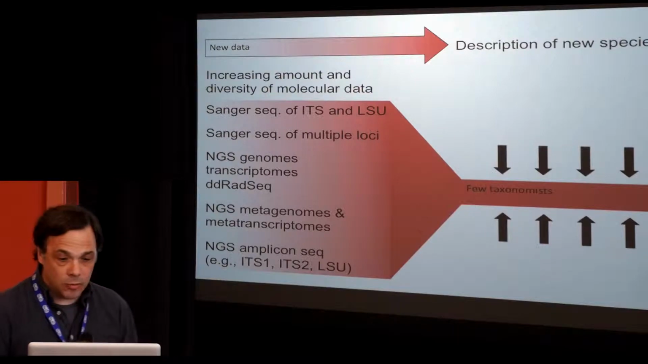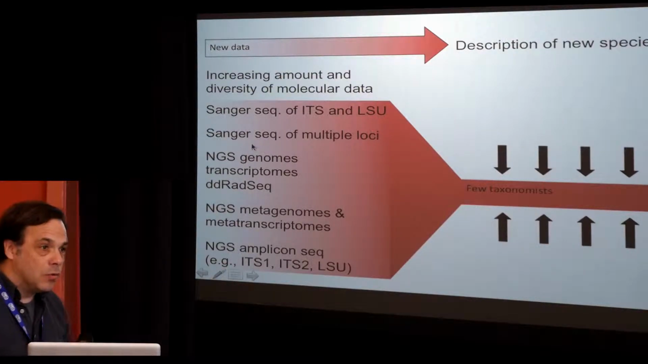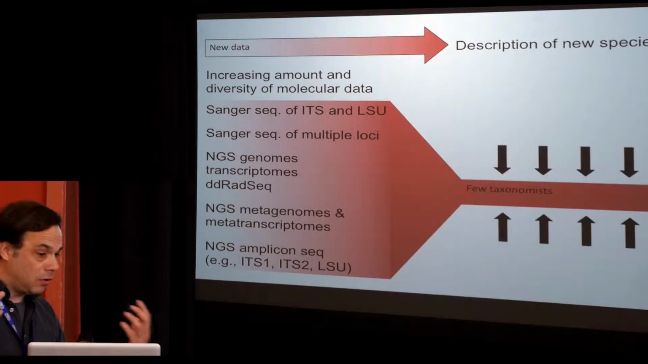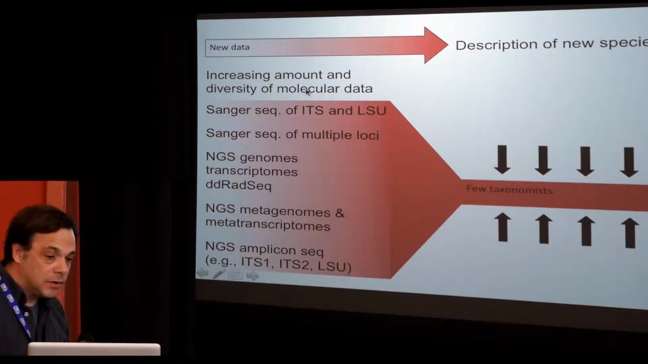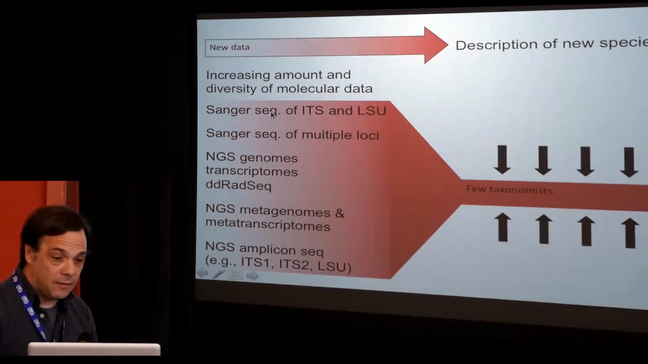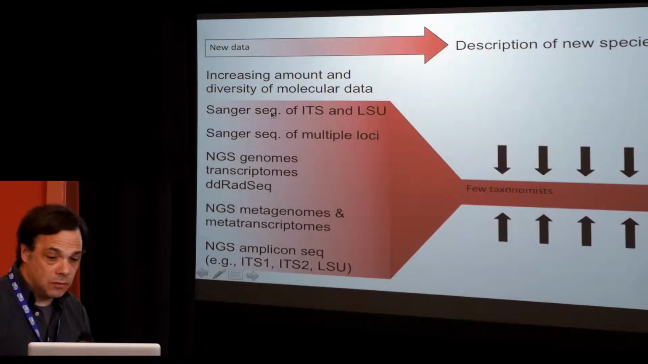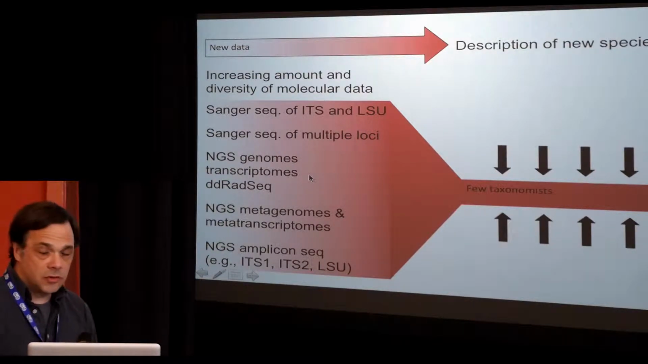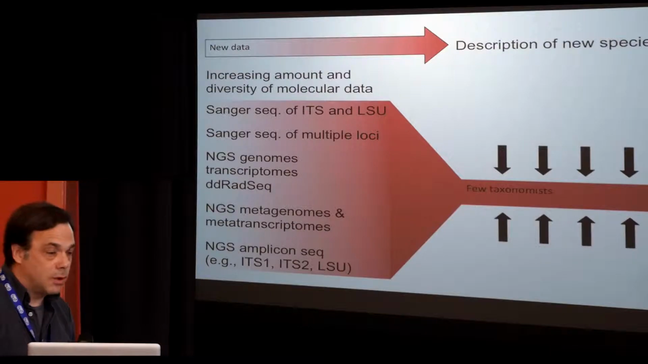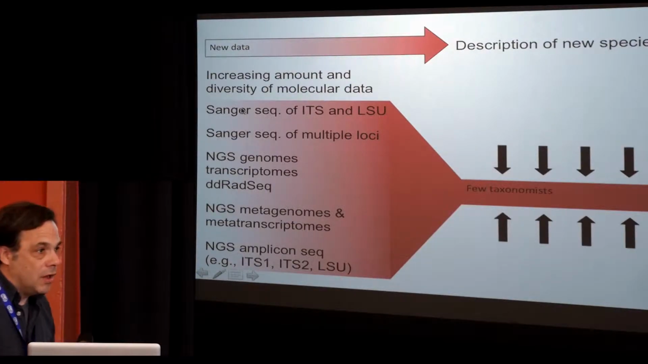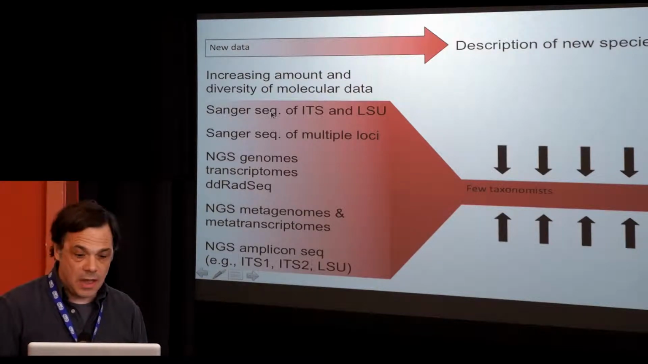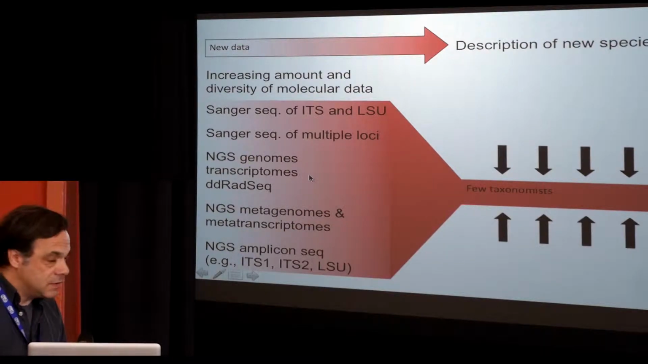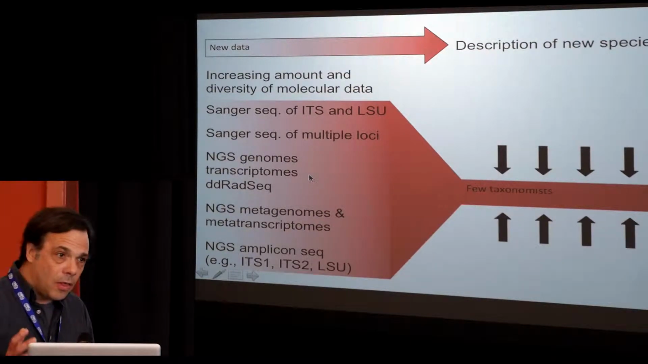But the problem with this is that, in a way, we have these wonderful resources. Now we have a lot of cultures, we have a lot of sequences, but also we have an increasing amount and diversity of molecular data. So we have, of course, Sanger sequencing of ITS and LSU, and we have Sanger sequencing of multiple loci. Now we are into next generation sequencing of genomes, transcriptomes. We have ddRAD-seq. We have next-gen sequencing of metagenomes and metatranscriptomes. And also we have NGS, or next-generation sequencing, of amplicon sequencing. So all of this is really great.